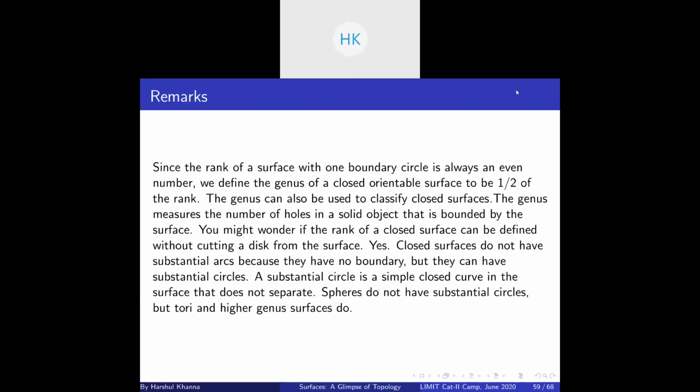So the genus measures the number of holes in the solid object that is bounded by the surface. You might wonder if the rank of a closed surface can be defined without cutting a disk from the surface. The answer is yes. Closed surfaces do not have substantial arcs because they have no boundary, but they have substantial circles instead. A substantial circle is essentially a simple closed curve that does not separate. So suppose you have a torus.